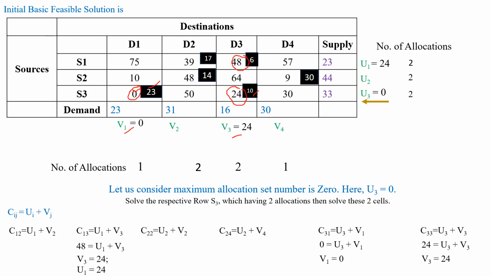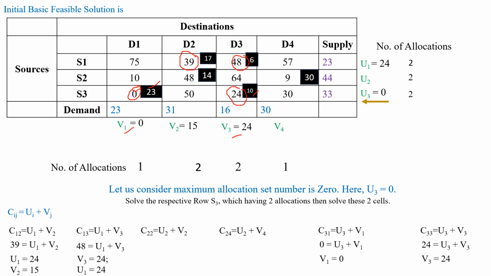Next, we know the U1 value. Then I have to solve the other allocated cell, that is the S1 row and D2 column. Its cost value is 39, which means C12 equal to 39, and we know the relation C12 equal to U1 plus V2. Here we know the C12 value as well as the U1 value. Then we will get the V2 value. So the V2 value is 15.